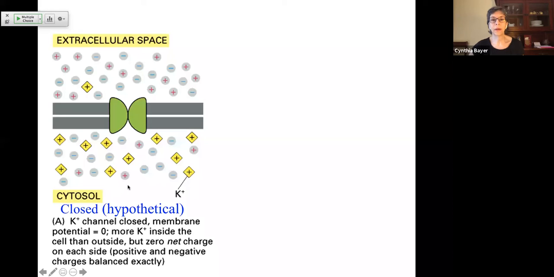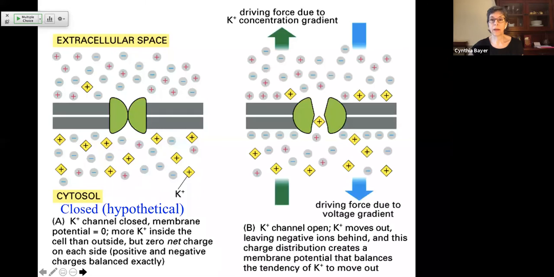If potassium ions were not able to diffuse out of the cell, there would be an increase in positive charges inside the cell that would essentially match the positive charges outside the cell, and we would have a membrane potential of 0. There would be no voltage across the membrane. But in fact, our cells do have a potassium ion channel that is open.